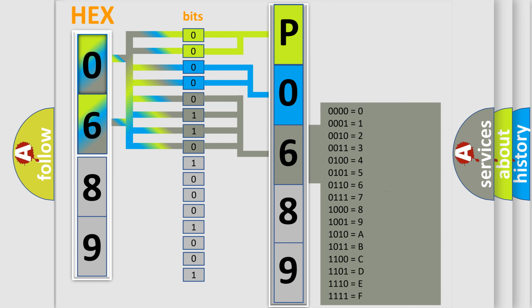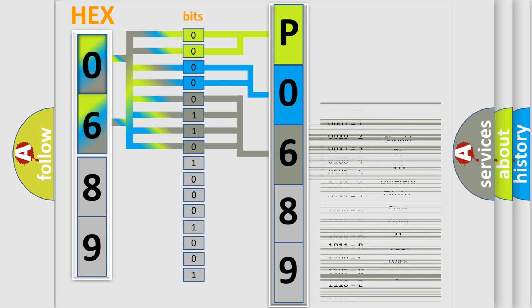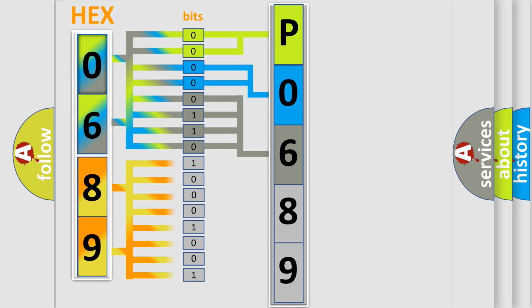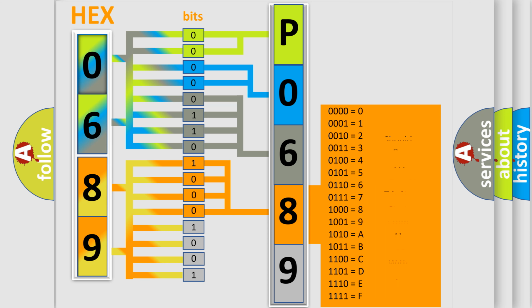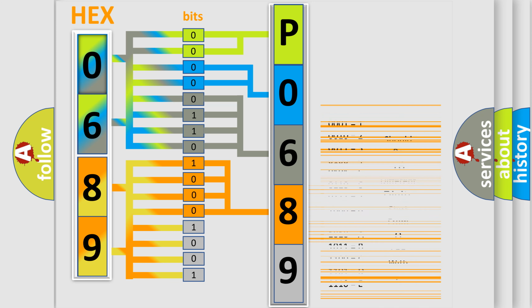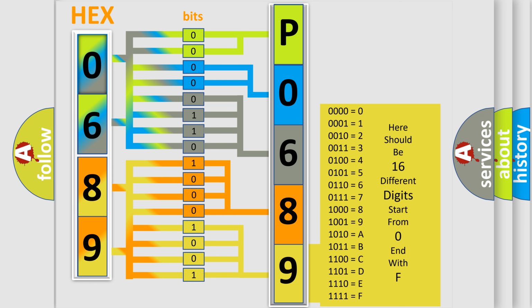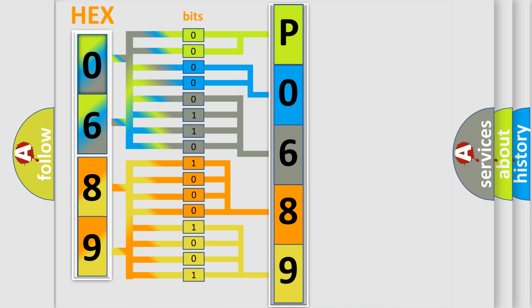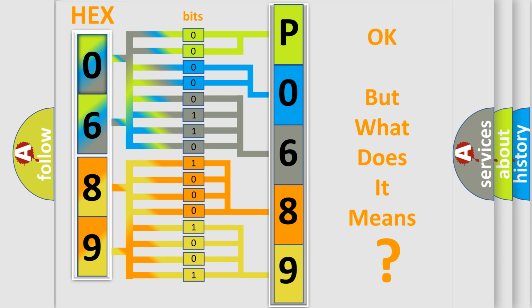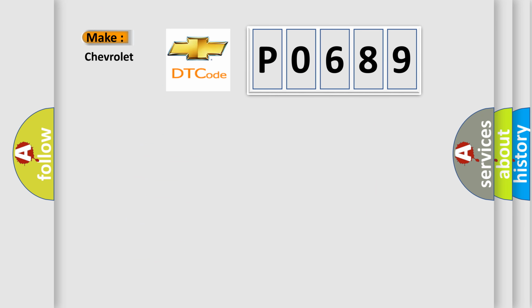The second byte is composed of a combination of 8 bits. The first 4 bits determine the fourth character of the code. And the combination of the last 4 bits defines the fifth character. A single byte conceals 256 possible combinations. We now know in what way the diagnostic tool translates the received information into a more comprehensible format. The number itself does not make sense to us if we cannot assign information about it to what it actually expresses. So, what does the Diagnostic Trouble Code P0689 interpret specifically for Chevrolet car manufacturers?